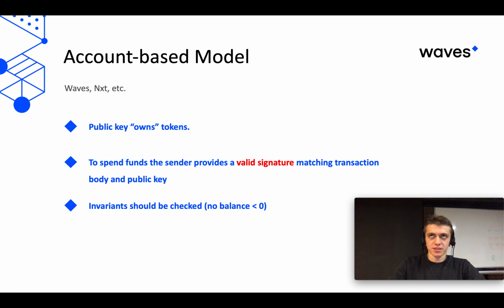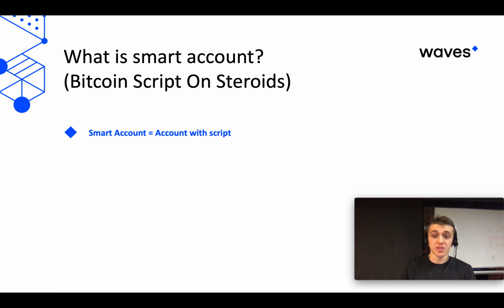So the Waves model also publicly owns tokens, and right now, to spend some funds, the sender provides proofs for a script based on transaction fields, height, and blockchain data. So smart accounts allow you to change the behavior of an account. Let's make it a little bit more clear. What is a smart account? It's an account with some script, with a contract attached to that account.